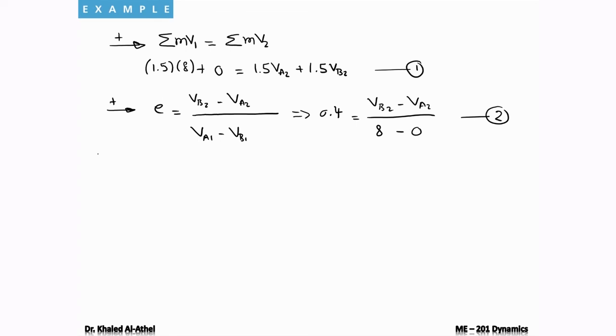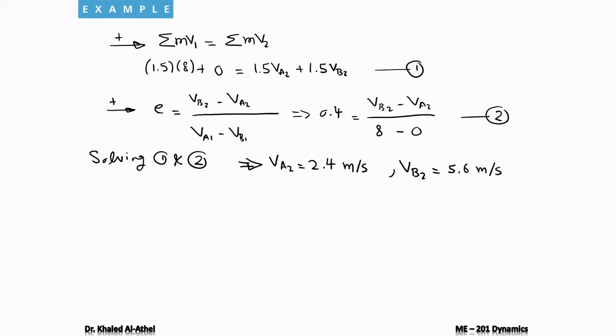Now you have two equations, two unknowns. So solving 1 and 2 basically gives me the final answer, where vA2 equals 2.4 meters per second and vB2 equals 5.6. Okay, now I have the initial velocity of B, the final velocity of B.